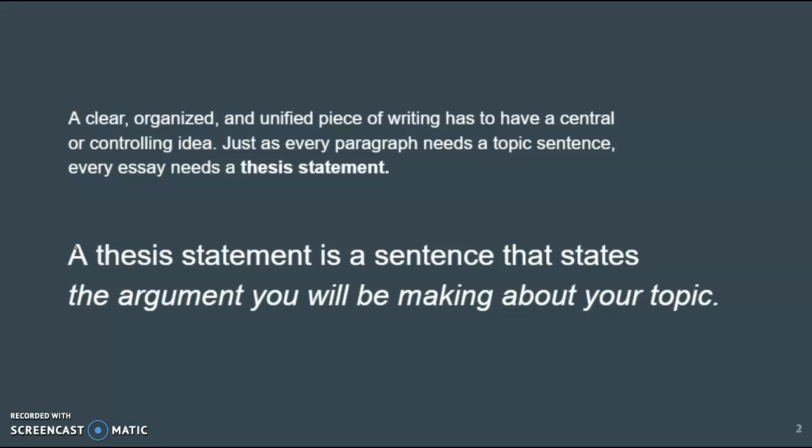A clear, organized, and unified piece of writing has to have a central or controlling idea. Just as every paragraph needs a topic sentence, every essay needs a thesis statement. A thesis statement is a sentence that states the argument you will be making about your topic. So the thesis statement is what tells the reader what they're going to be reading in your essay. It tells them the main idea.